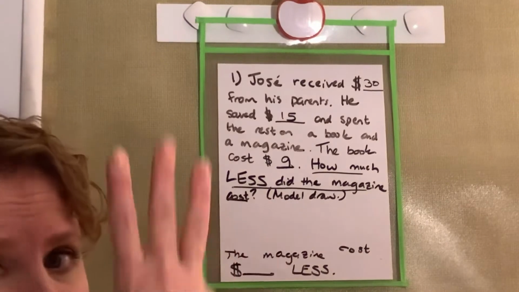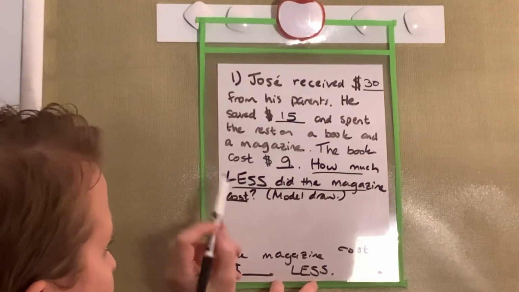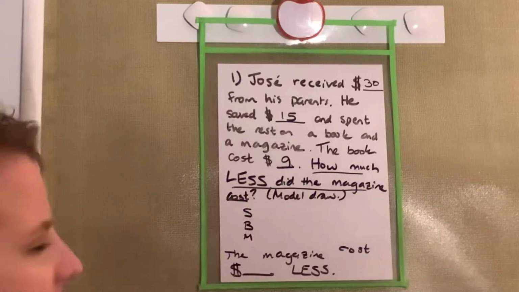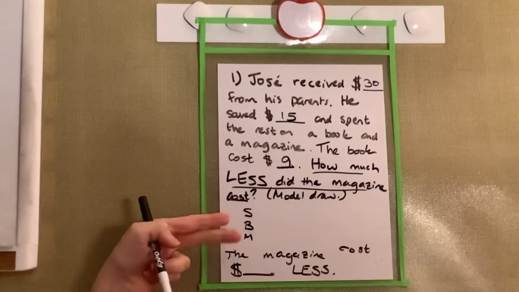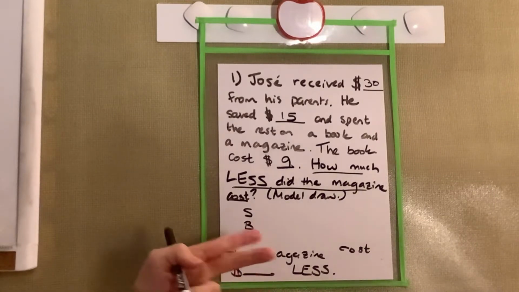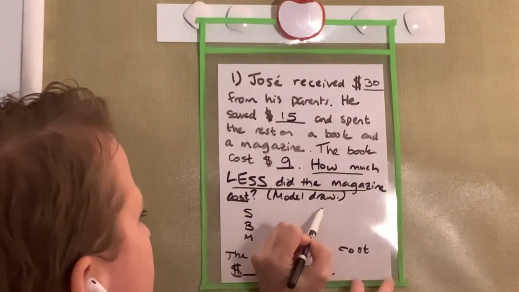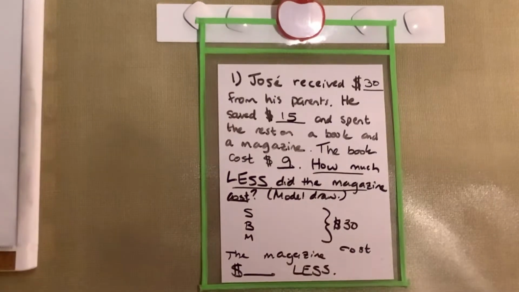But I would recommend having 3 unit bars for this, okay? So we know that he saved some, spent some on a book, spent some on a magazine. And I want to say 3 because this will help us to compare the difference. We're supposed to say less. And so when they're stacked, it makes it a lot easier to show the difference. So we know that he received $30. So that's going to go on the outside.